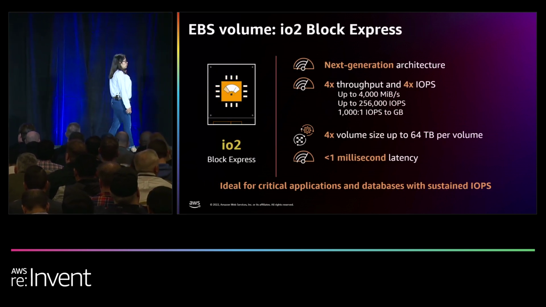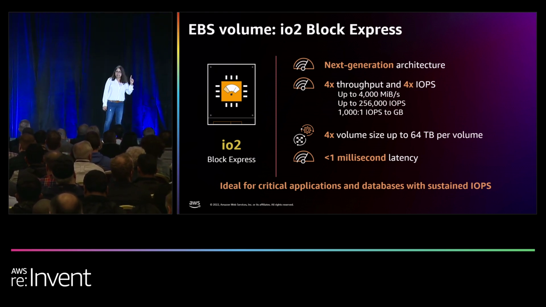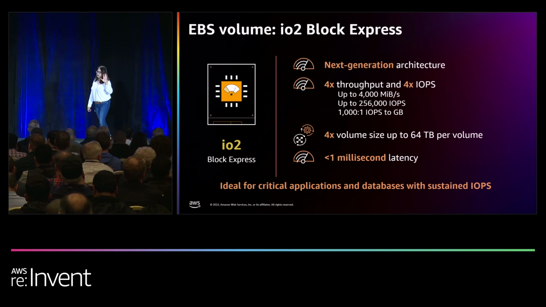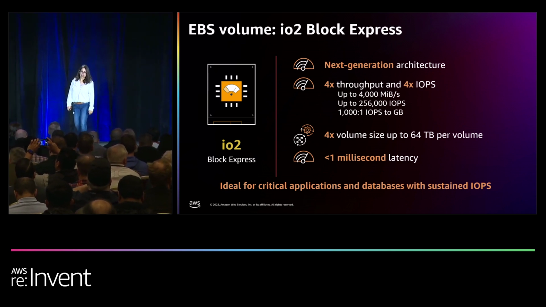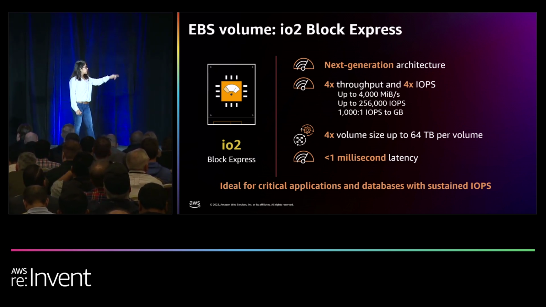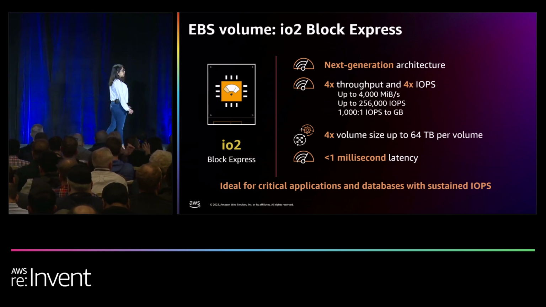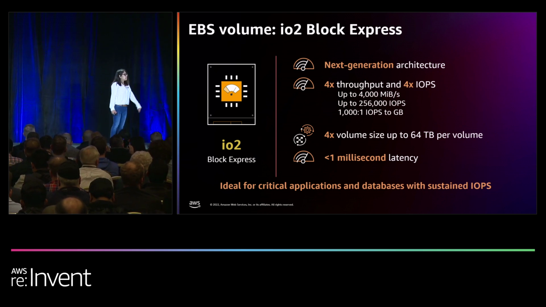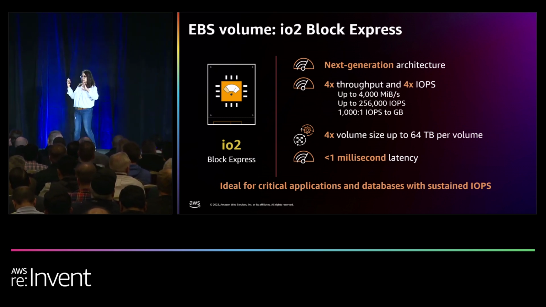This is our volume type, the IO2 backed by our Block Express architecture. This was actually announced as a preview last reInvent. Those of you who are here for the second time, I was here when this was introduced, very exciting time. So the next generation of architecture, as I mentioned, we will go deeper into those architectural changes in deep dive sessions. But I do want to mention that we have spent a lot of years thinking about how we are going to optimize our design.